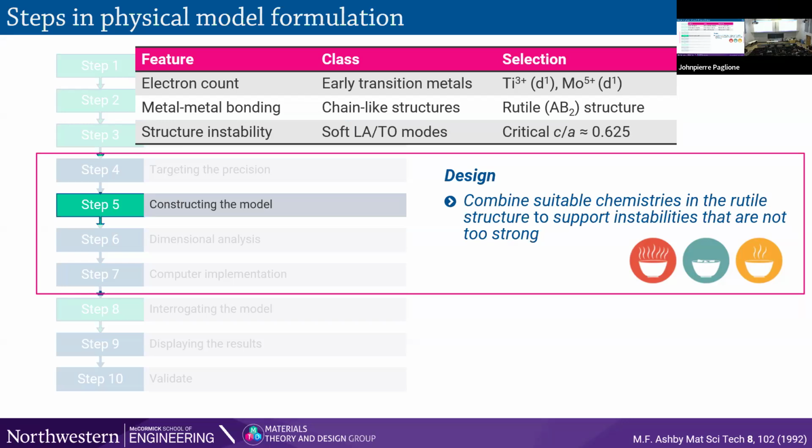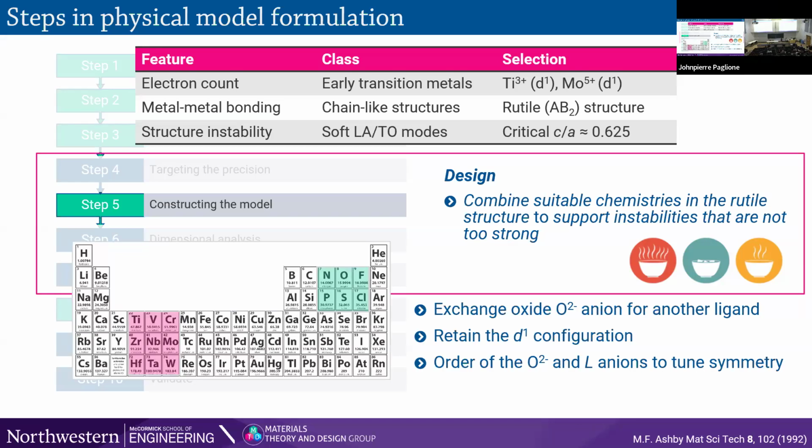If we look at the periodic table, we can get D1 electron counts in titanium 3+, as well as in molybdenum 5+. We want the metal-metal bonding, so we're going to have the chain-like rutile structure. You could use other structures. And then we want some structural instability. And I didn't really discuss this critical tetragonal ratio, C/A ratio for the unit cell, but that's there.